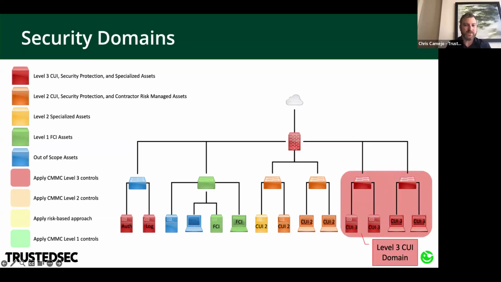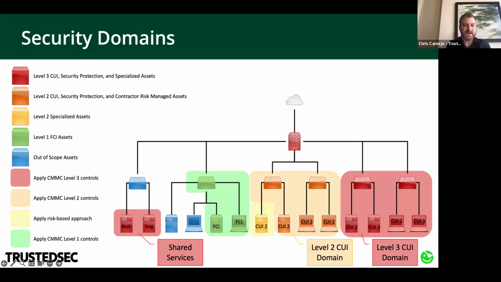In this case, we've created an isolated network segment where level 3 CUI is handled, and another isolated segment where level 2 CUI is handled. There are some systems that handle FCI mixed in with out-of-scope systems, a shared services network that provides authentication and logging services to everything in this environment, and a shared firewall that protects it all and isolates the network segments from each other. A few things to note here.